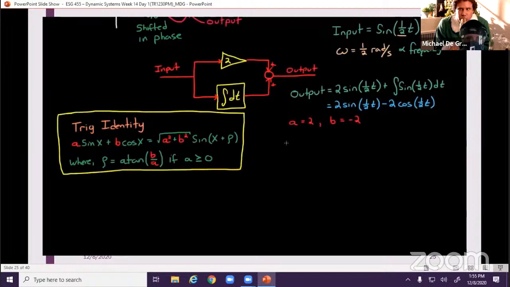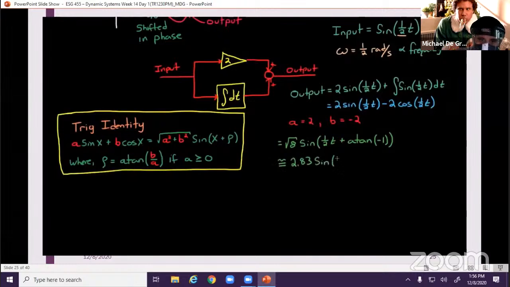So the change in amplitude of the sine wave is just the square root of 2 squared plus 2 squared, which is the square root of 8, times the sine of 1/2 t plus the arctangent of 2 over minus 2, which is the arctangent of minus 1. If we write this in decimal format, this is just equal to 2.83 times the sine of 1/2 t minus 0.785 radians.